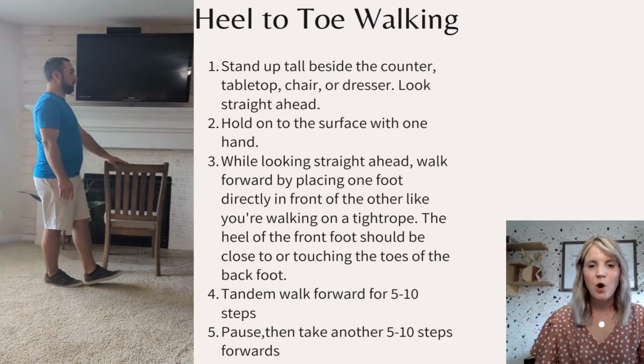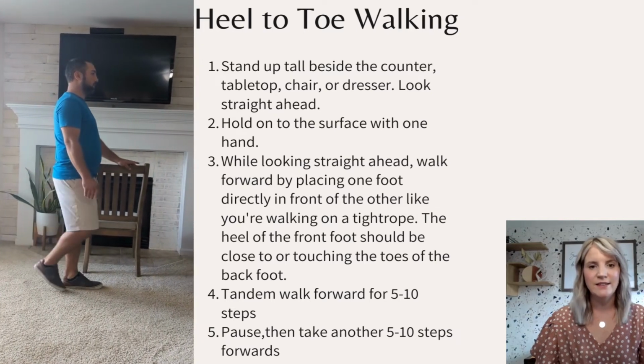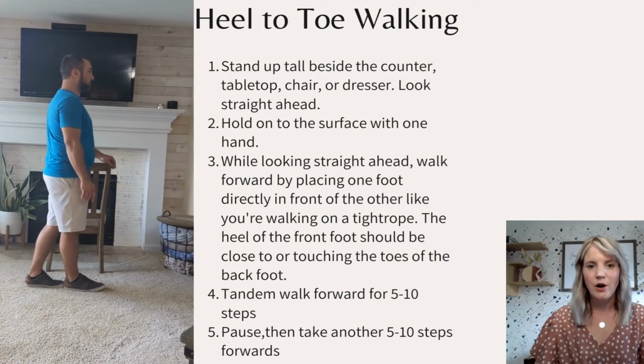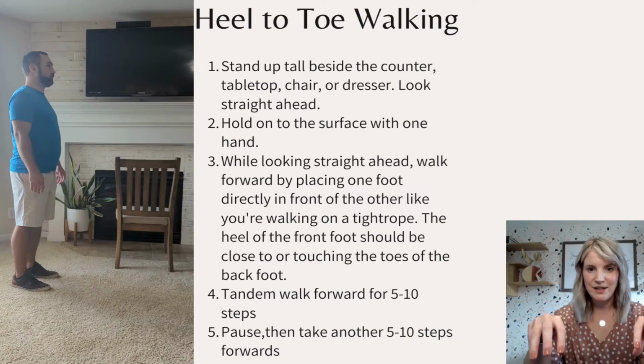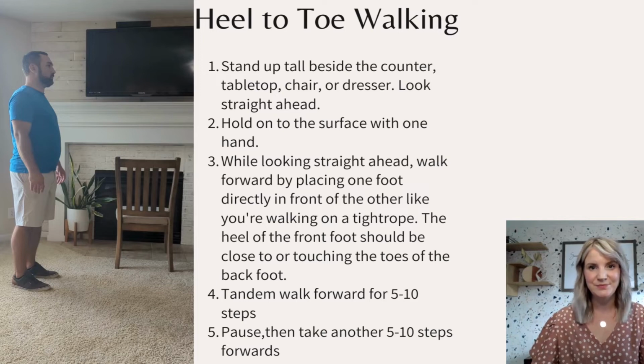You're going to tandem walk for 5 to 10 steps like this. Pause, then take 5 to 10 more steps forward. When you're ready to advance this exercise, you can do all the same advancements that you did in heel to toe. That's either toe or fingertip touching onto the surface or hovering on the surface. Now you know how to do heel to toe walking.